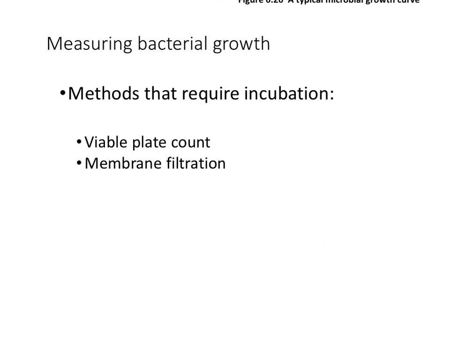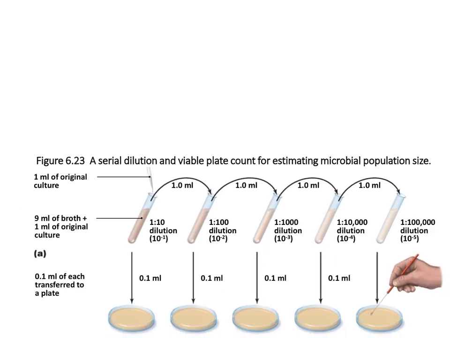And so I'm going to talk about a number of ways to do that. There are 2 different methods that require incubation. Okay, viable plate count is one. That's a technique that typically we do right away. It's the 3rd lab we typically do, but we put that off this semester. You're going to get to do it at the end of the semester if we have time. So I'll explain that method a little bit. Another method is with membrane filtration. Okay, so I'll come back to this slide in a minute.